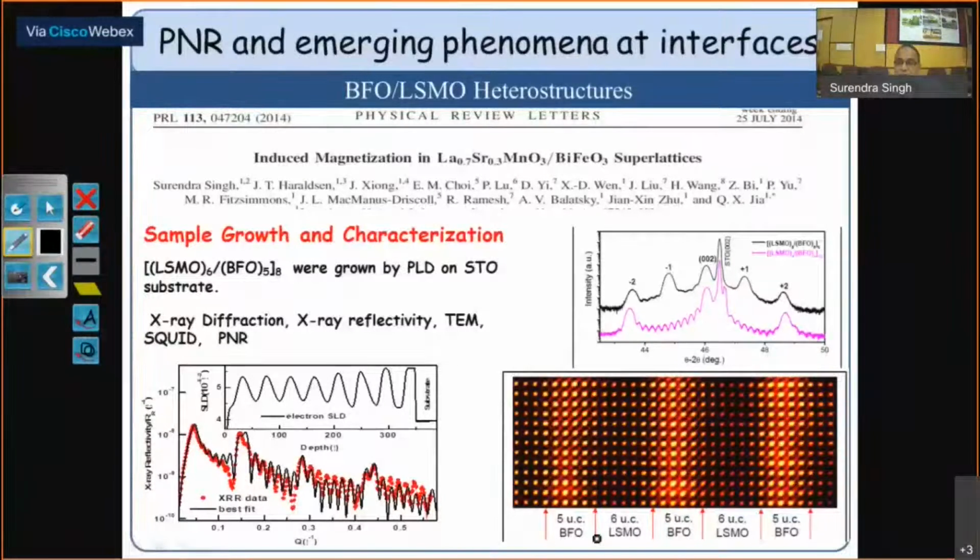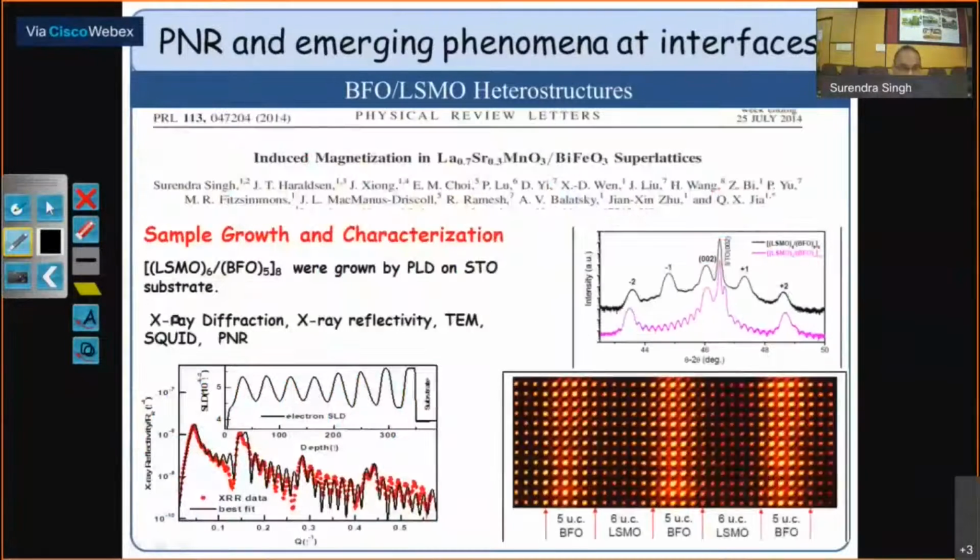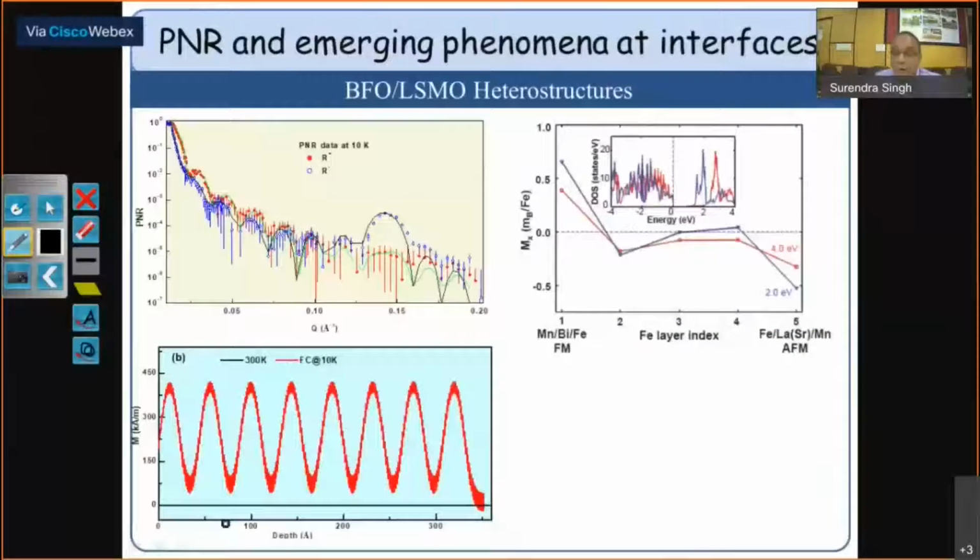With complete characterization, what we found in the depth profile of NSLD, and from X-ray reflectivity the electron scattering intensity, is a magnetization of around 80 emu per cc for the BFO layer, which is thicker. I mean, this is not 1 unit cell; it is 5 unit cells of the BFO, and the whole BFO is showing ferromagnetic magnetization, and which is ferromagnetic.